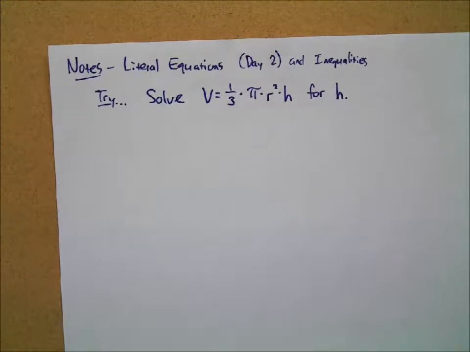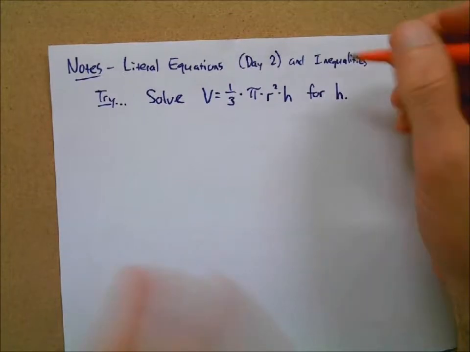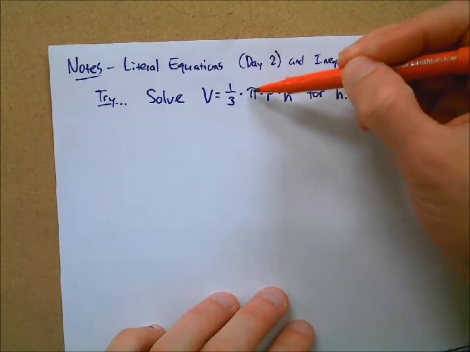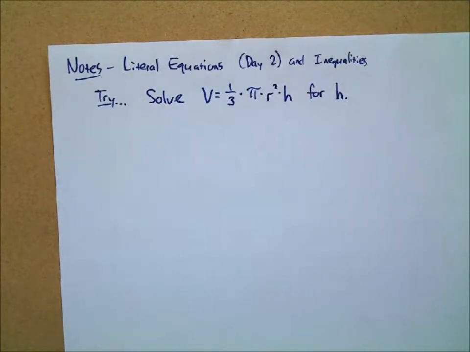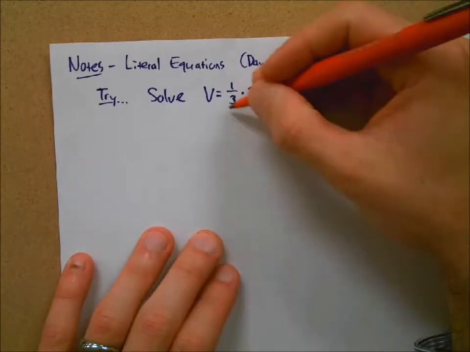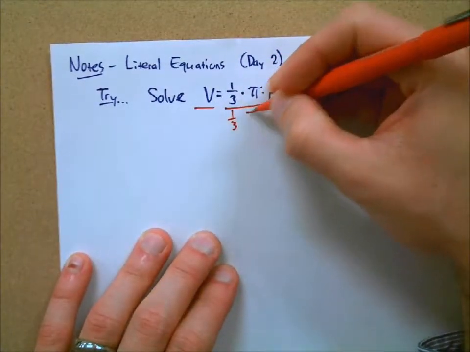So Kendall, were you able to? What was your first kind of inkling here? What did you try to do to both sides here to get that h by itself? You didn't know? Okay. Well, let's take a look here. So we've got 1/3 times pi times r squared times h. So if we see a bunch of multiplication, Kendall, how can we undo multiplication? What do we normally use? Division. All right. So we're going to divide. We're going to divide by all this other stuff that's in front of that h. So we're going to divide both sides by 1/3, by a pi, and by an r squared.